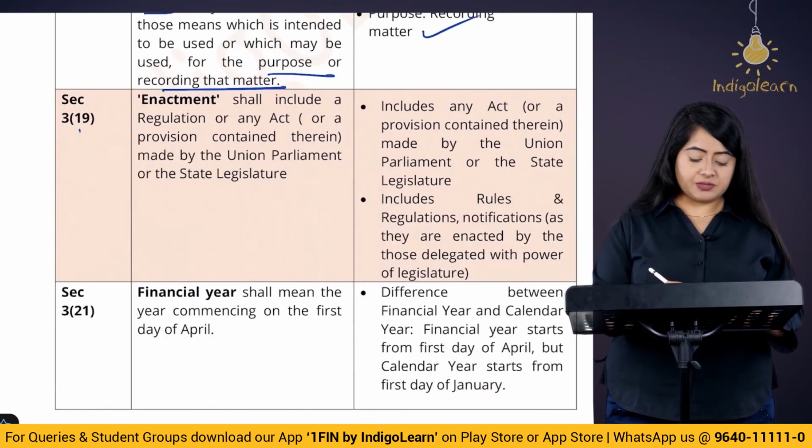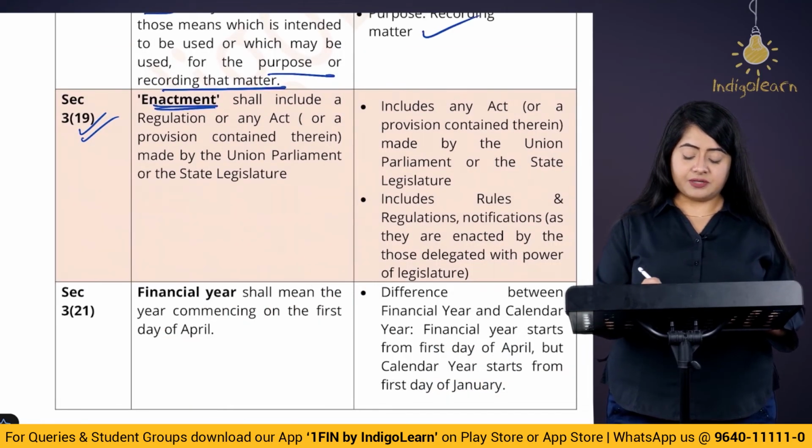The next clause is clause number 19, which says enactment. Enactment shall include any regulation or any act made by the Union Parliament or the state legislature.